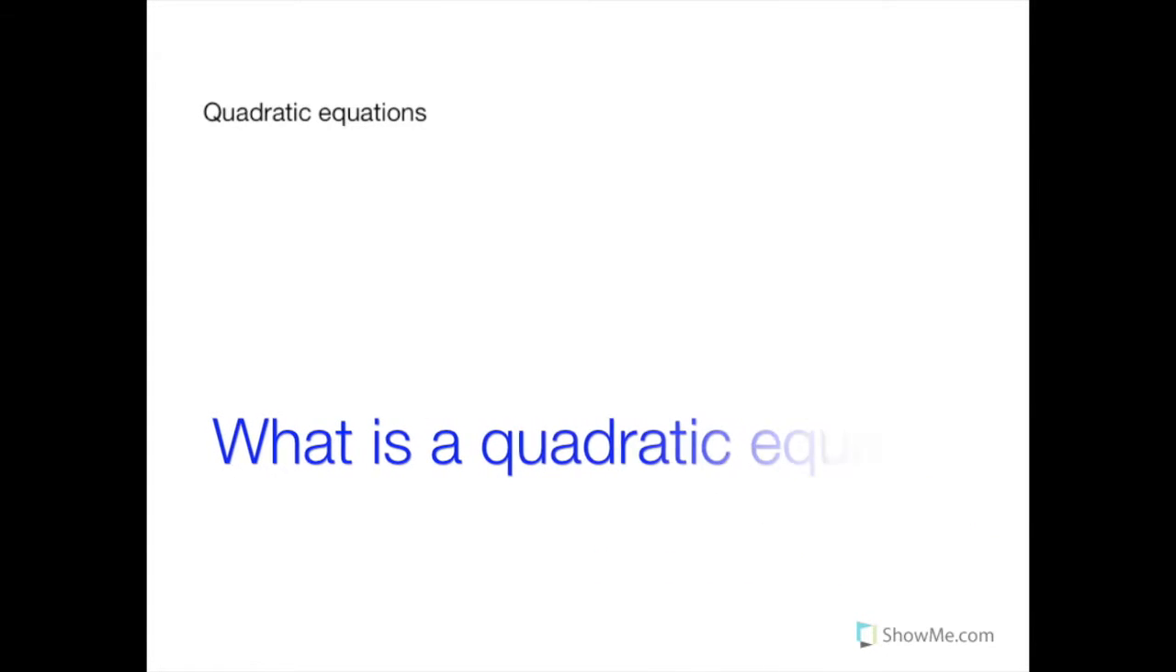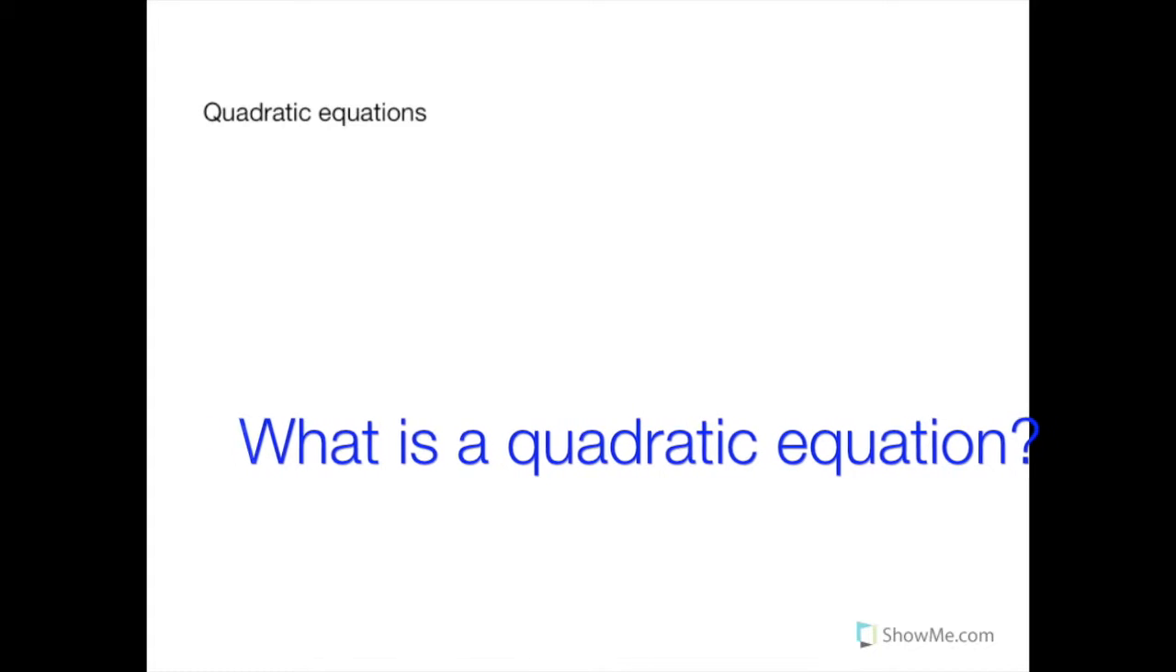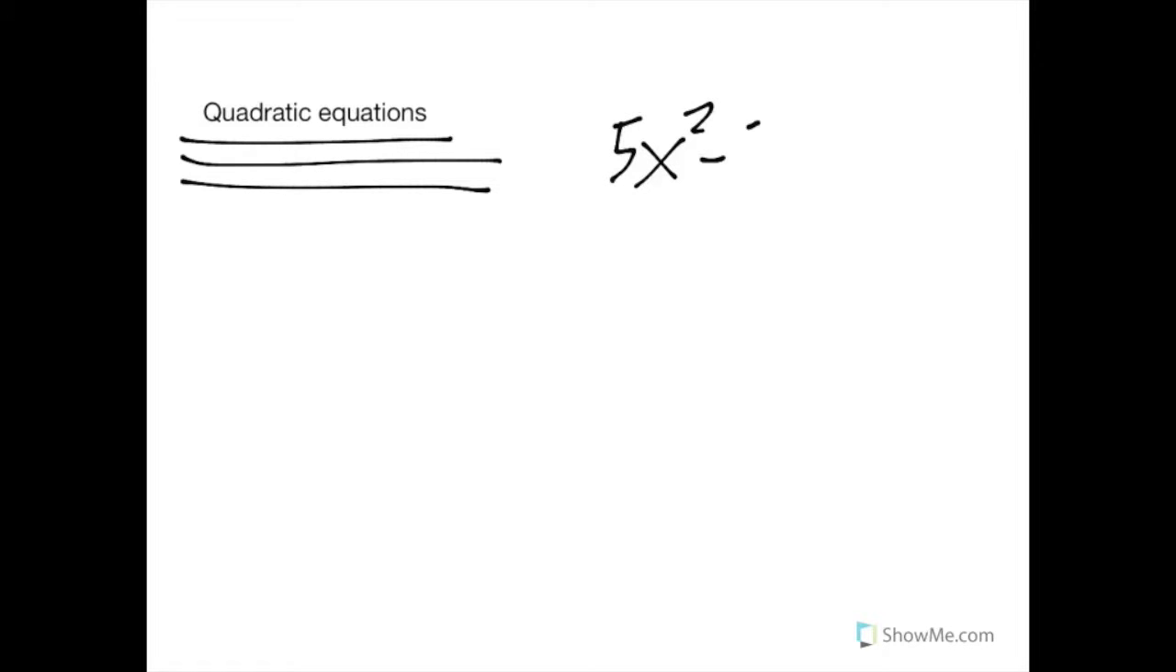What is a quadratic equation? And more particularly, what makes a quadratic equation a quadratic equation? If you're looking at some random equation and it's 5x squared minus 2x plus 4 is equal to 0. Let's say it's that. When we look at this equation, we instantly know that it's a quadratic.